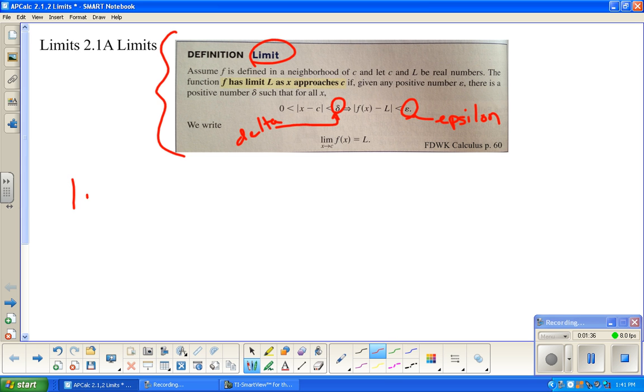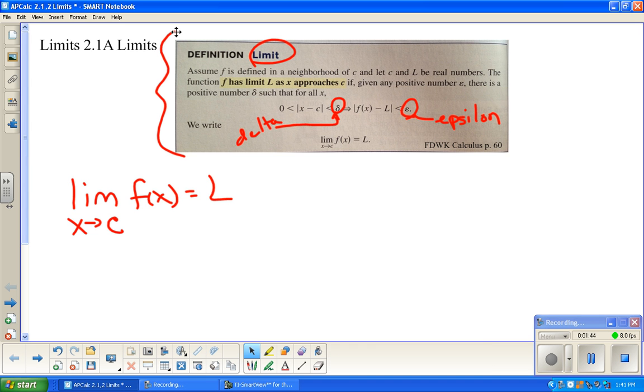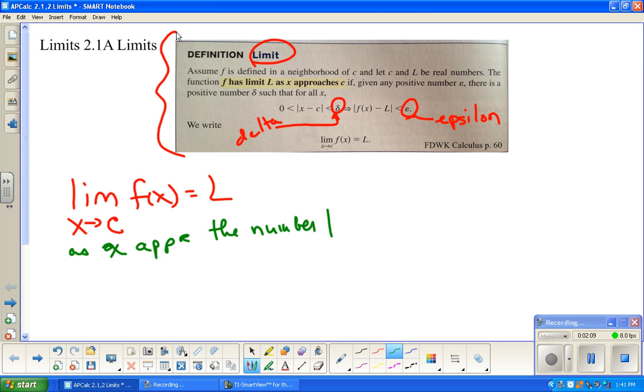So what the notation is going to look like is that. And just a reminder that this is kind of like what the end behavior notation was, and we actually see this when we're doing end behavior. I pointed that out to you, and we'll talk about this again later. This says as x approaches c, as x approaches whatever that number is. Okay, so we're representing it with a c right now.